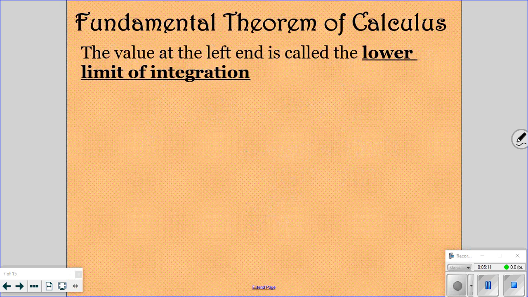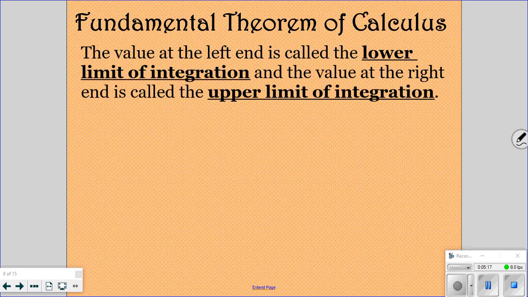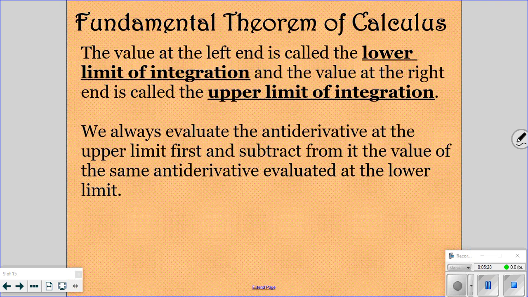Okay, so the value at the left end is called the lower limit of integration, and the value at the right end is called the upper limit of integration. So you always plug in the upper limit and then subtract and plug in the lower limit. Okay? So evaluate it by doing the upper limit first, subtract, and then plug in the lower limit value. That's all you have to do for area under a curve.